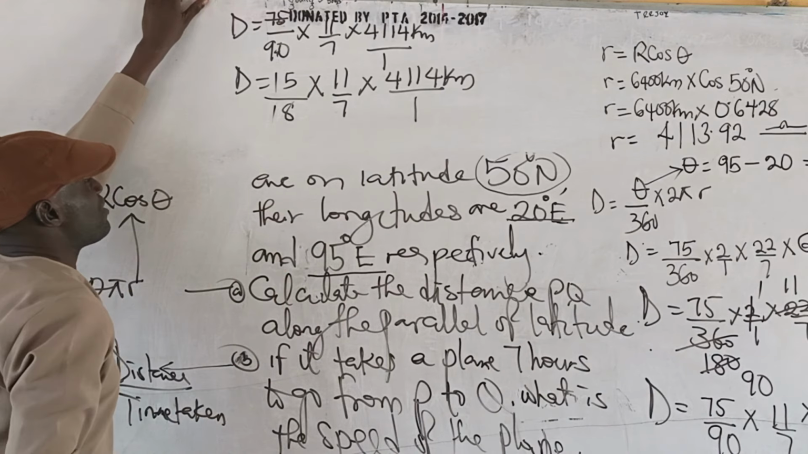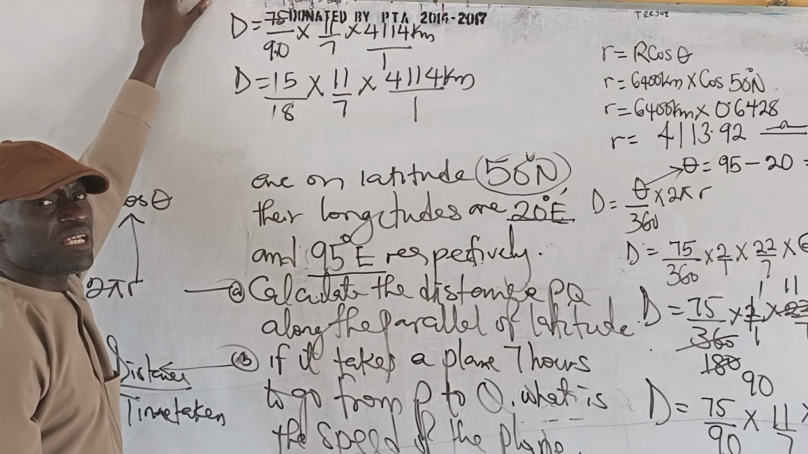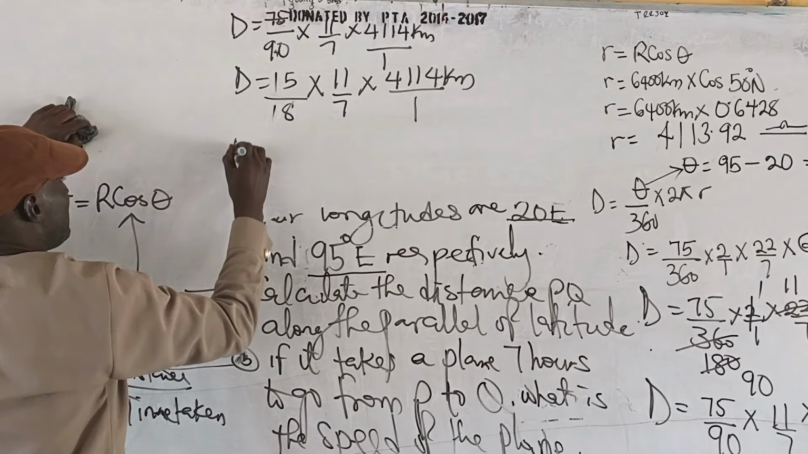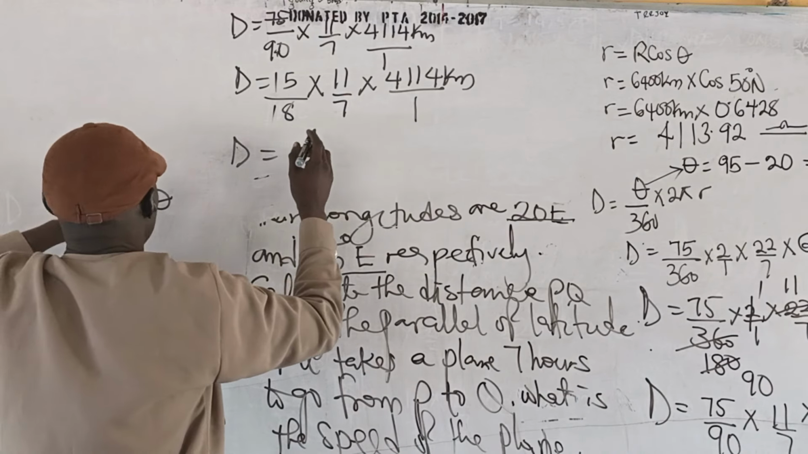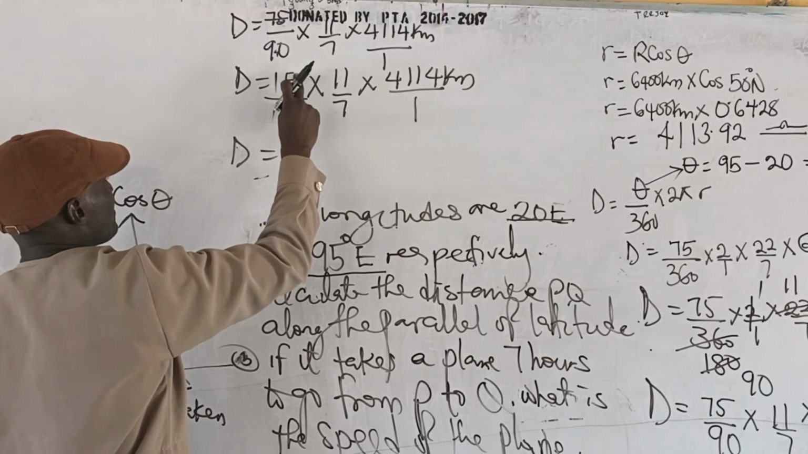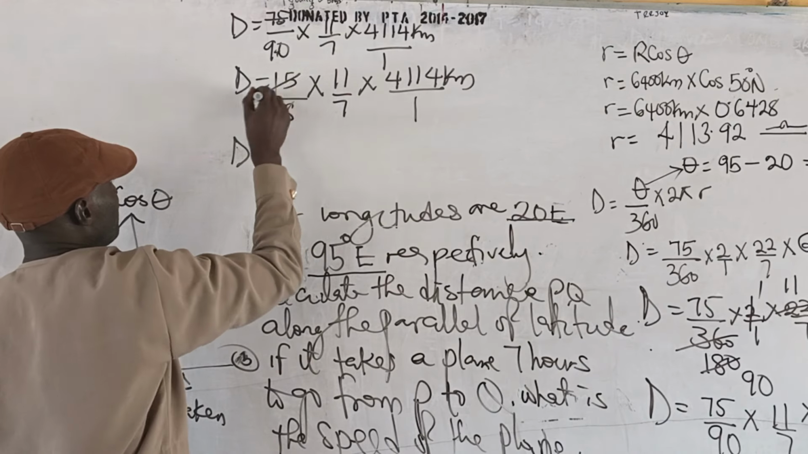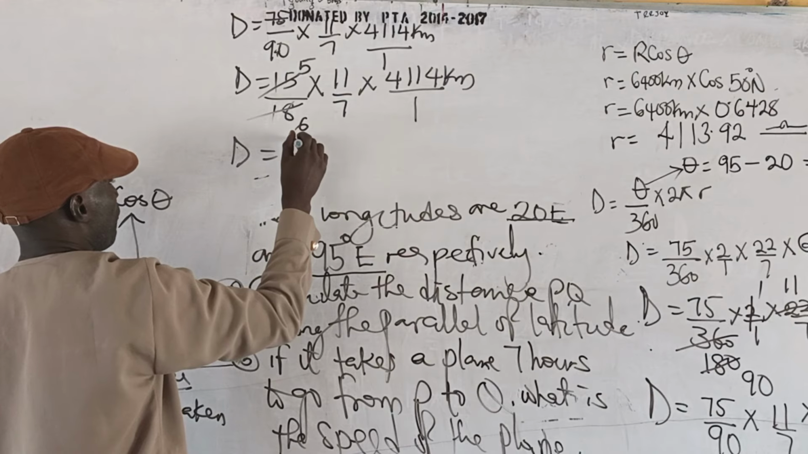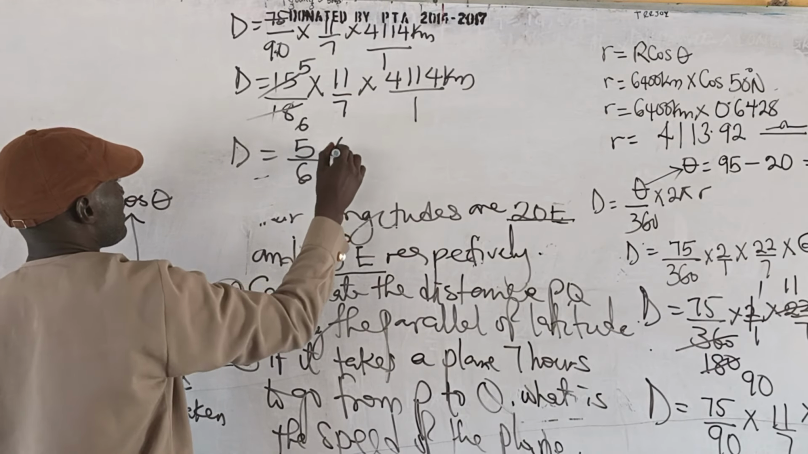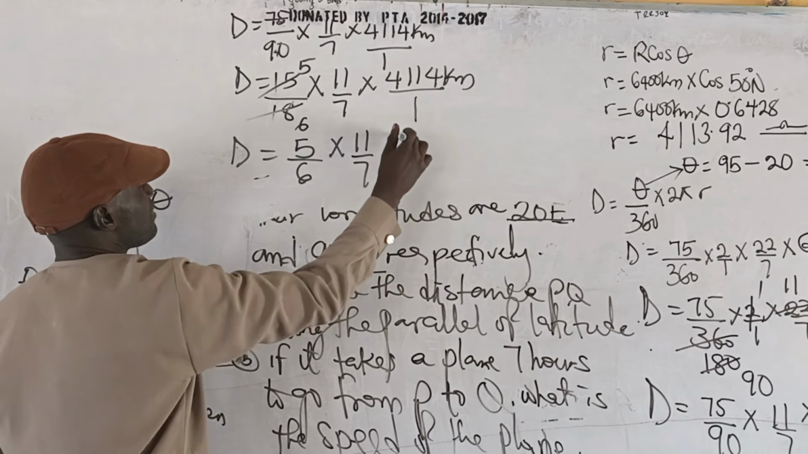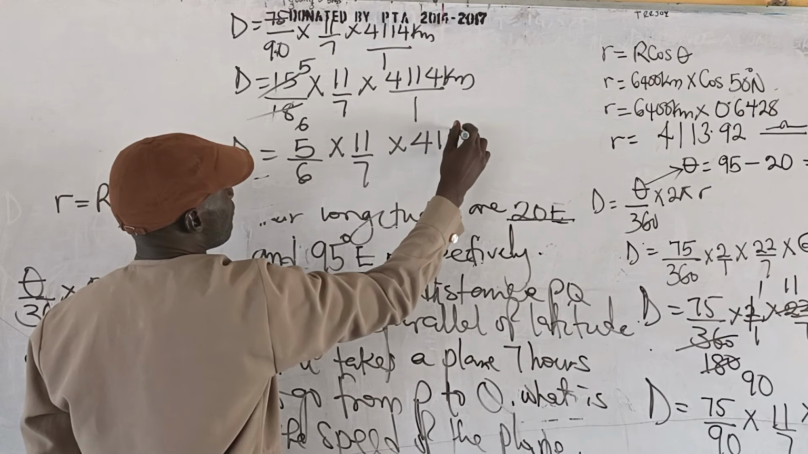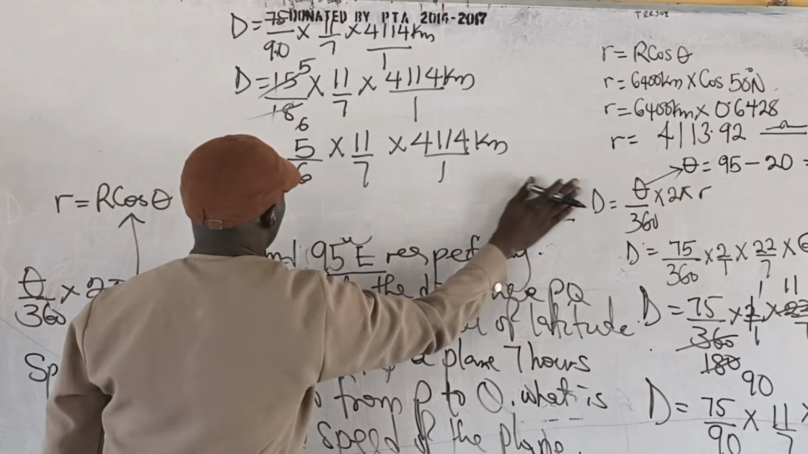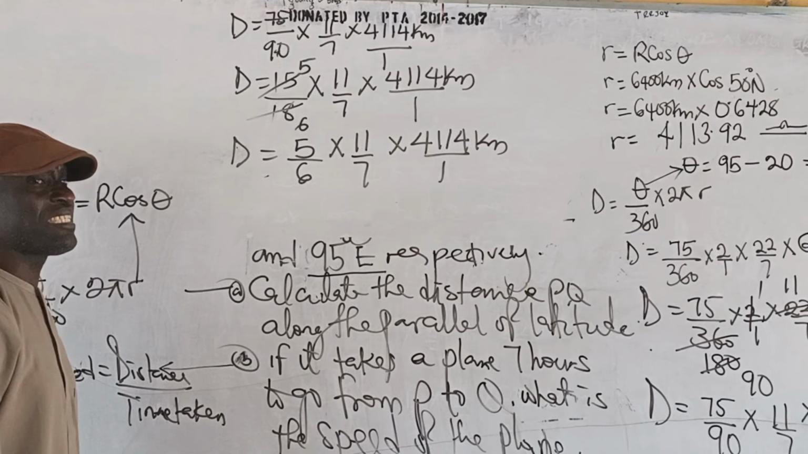Now you can see that 3 goes into 15 again, and it also goes into 18, so we can still continue reducing it. So D now equals: 3 into 15 is 5, and 3 into 18 is 6. So we have 5 over 6 times 11 over 7 times 4114 kilometers over 1. You continue reducing it, because mathematics is about working in steps.